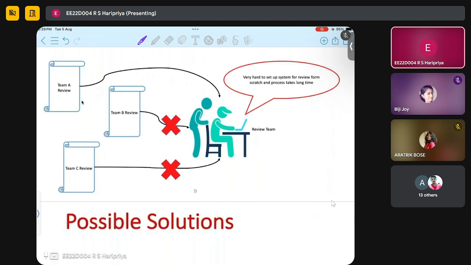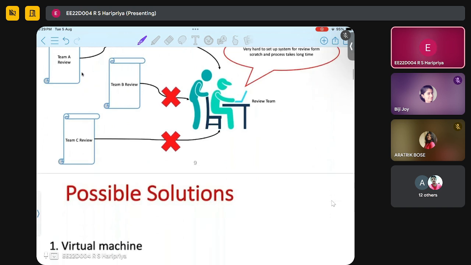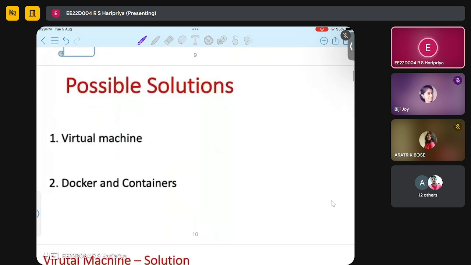Now say if we set the system for team A review, team B and team C could have done something else with different frameworks, some different versions. So in this case, it's very hard to set up the system for review right from scratch, and processing it will take a lot of time. So what are the possible solutions because of these different versions?